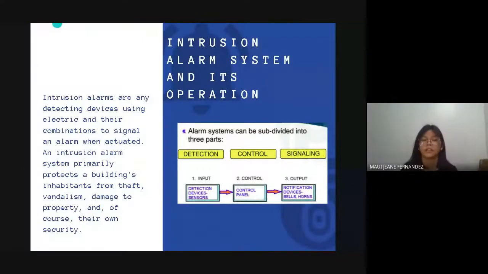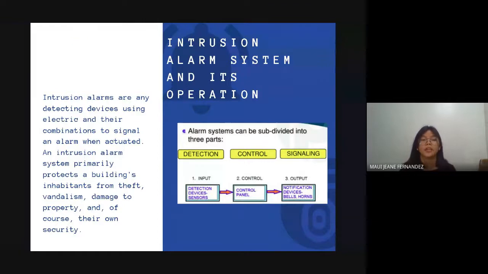Next, we will move on to the intrusion alarm system. Intrusion alarms are any detecting devices using electric and their combination to signal an alarm when actuated. An intrusion alarm system primarily protects a building's inhabitants from theft, vandalism, damage to property, and of course their own safety. These alarm systems are like security alarm systems that protect one's property.